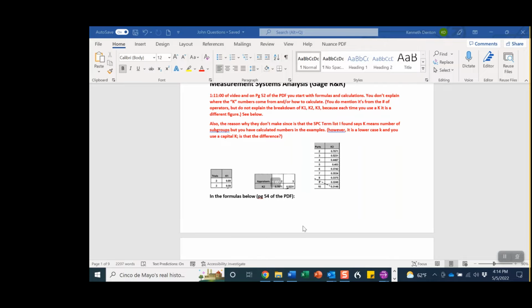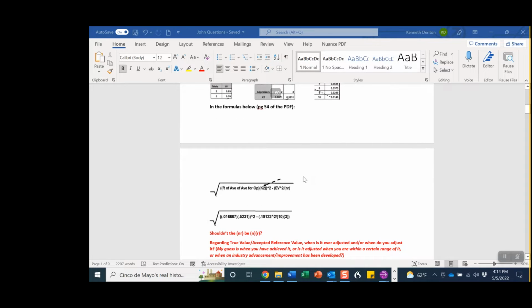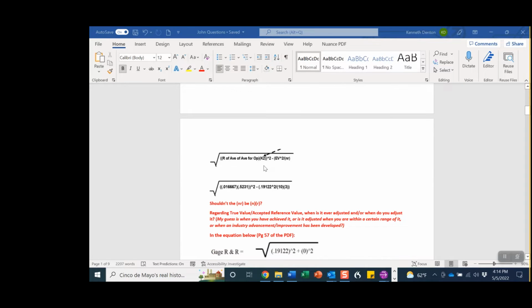The reason I got confused is I had found a table with all the SPC terms, and it had K on there, and K means the number of subgroups, but you had numbers with these Ks. Yeah, now it's a different K. I was going to say that was a lowercase k, and the one that you have there is a capital K. So these are totally different. Yes, they are. Okay, so I'm not going to have to worry about that formula right here, K2. I don't know how to figure all that out. No, I wouldn't worry about that.